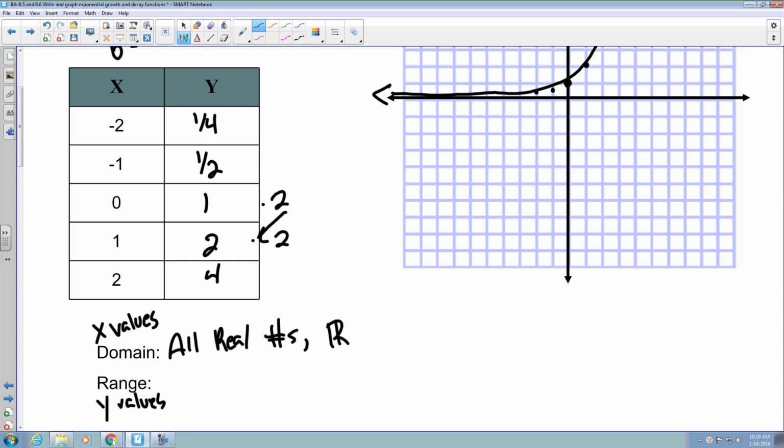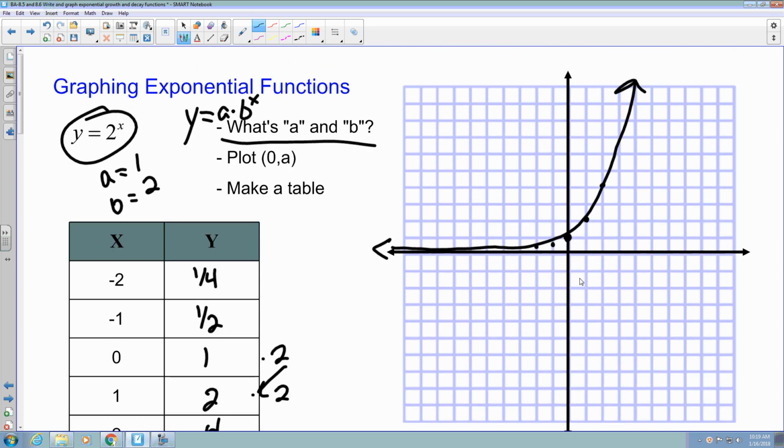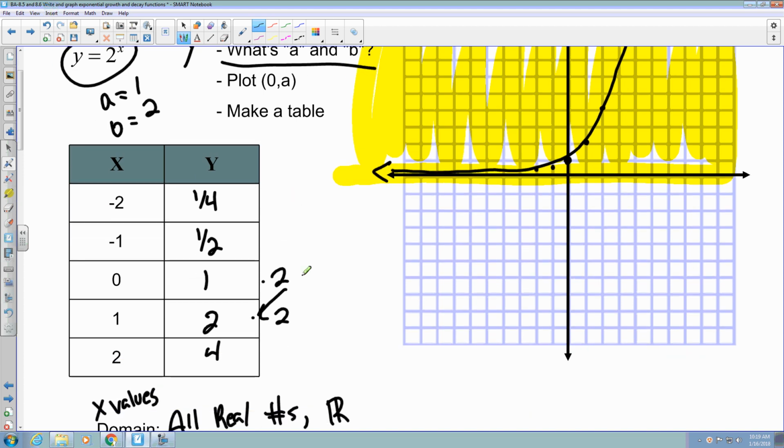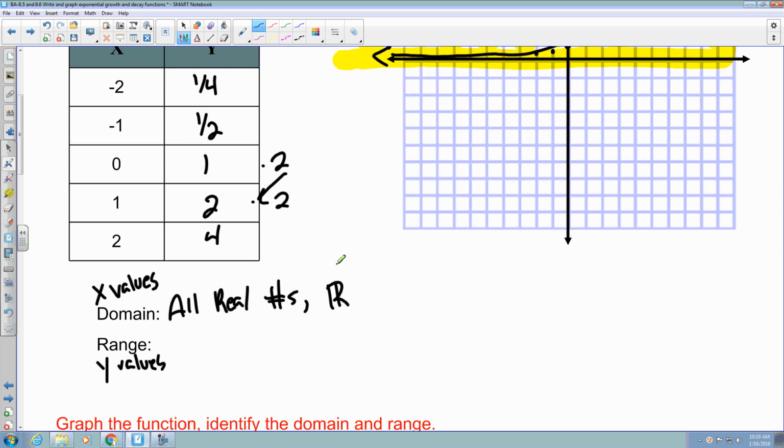Okay. The range is a different story. So now if you look here, I'll try to highlight it as best I can. If you look here, the graph is positioned in the positive area of the y value. Okay, it's all above the x-axis. None of it is below the x-axis. So what that means is y could not be a negative number. So my range in this case is going to be y must be greater than 0.